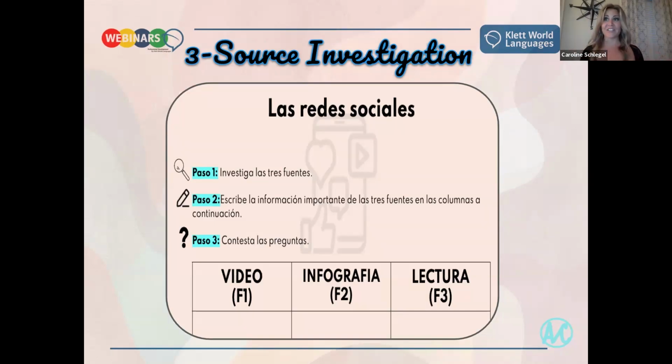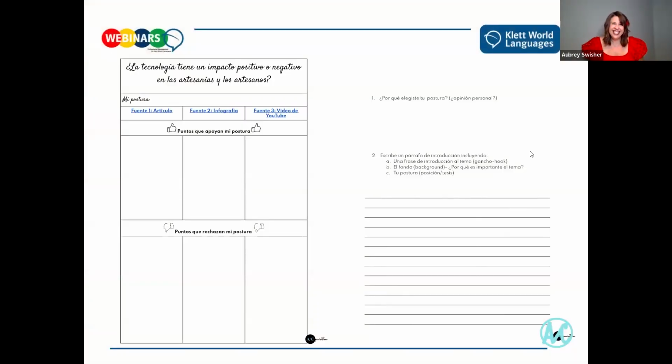Or I didn't print it. I just said video, infographic, go. It made it so easy. Fold your paper into 3 columns, yes. Yep. Divide into 3, right?